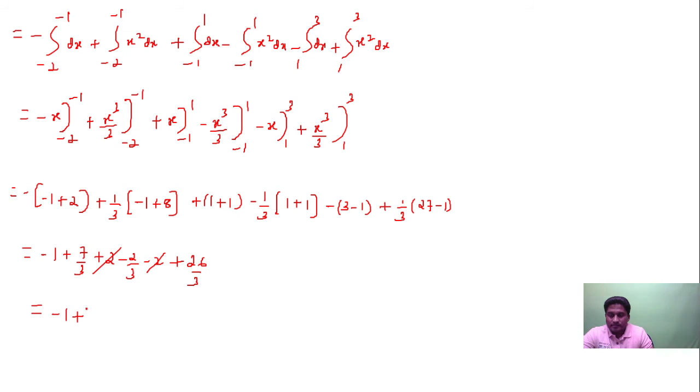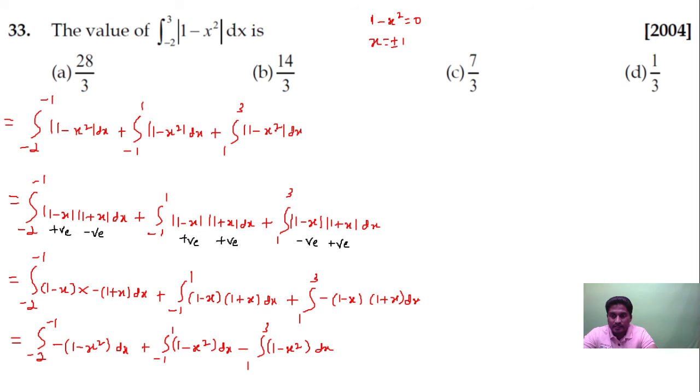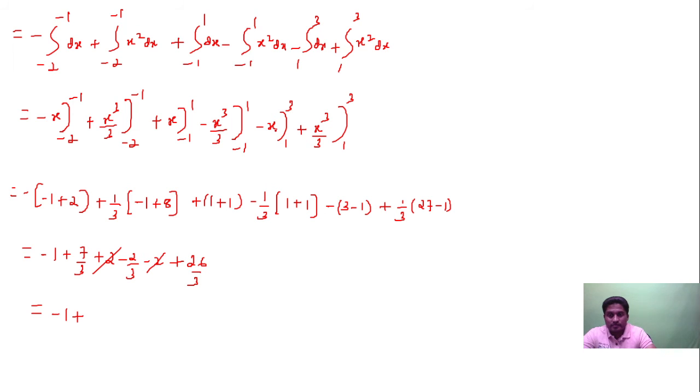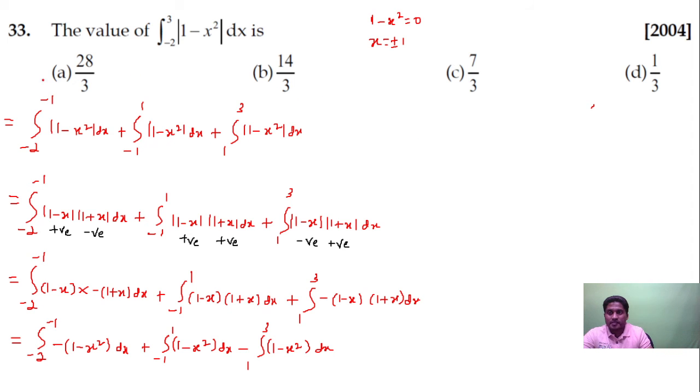So you get this as minus 2 will cancel with plus 2, 7 by 3, this is minus 1, that's okay, 7 by 3, this is plus 2, minus 2 by 3. Upper limit minus lower limit, let me check, 1 to 3, right, 1 minus x square, this is plus x square by 3, 26 by 3, so this is 31 by 3, that's right. Okay, so if you take LCM 3, you will get this as minus 3 plus 31 by 3. So that's equal to 28 by 3. That's the answer, guys. Okay, answer is option A.